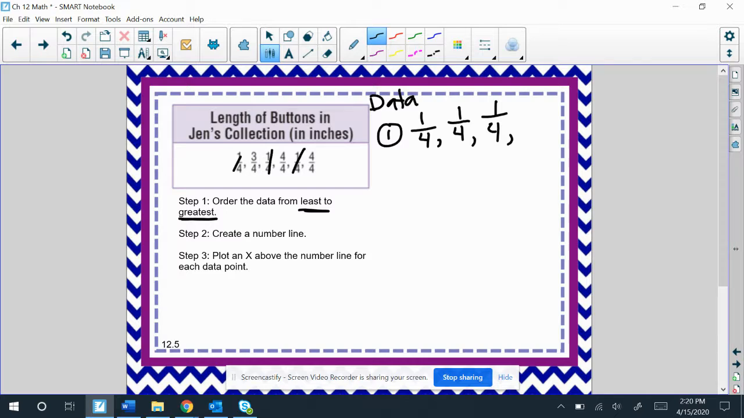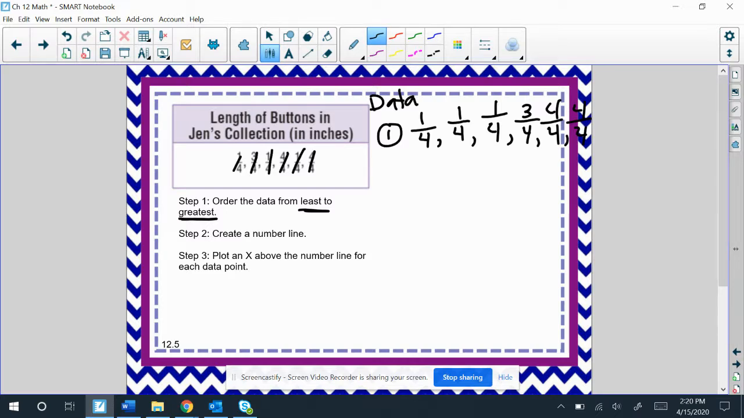Now I can take a look at what's left, 3/4 and 4/4. Which one is least? Well, 3/4. Then I have 4/4 and 4/4. They're the same. So I'm just going to write it once and then one more time. And now I have everything in order from least to greatest.